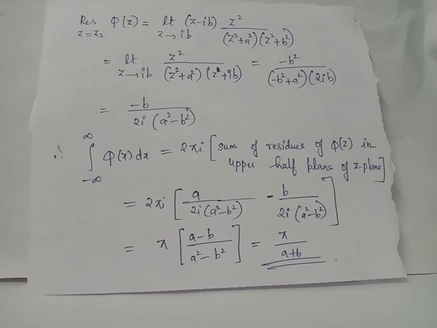Now, the required integral is obtained as 2 pi i times the sum of residues of phi(z) lying in the upper half plane. That is, 2 pi i times [a by 2i (a squared minus b squared) minus b by 2i (a squared minus b squared)]. On simplification, we obtain the value as pi by (a plus b).